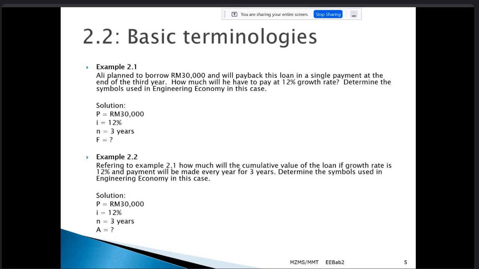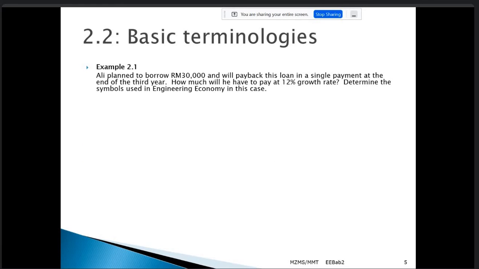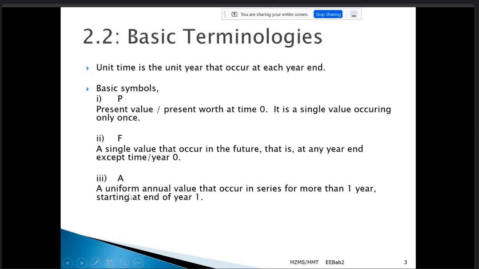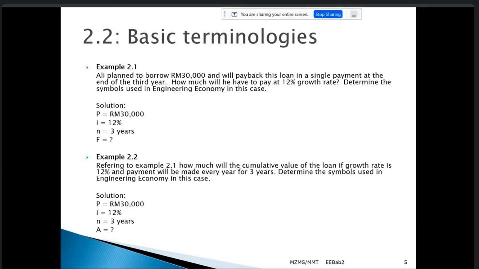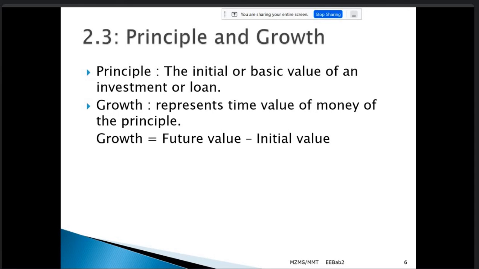Okay. A is the uniform annual value. Okay. So the meaning of question 2.2 is, borrow 30,000, the growth rate or interest rate is 12%, the duration is 3 years, and then how much for the first year, second year and third year does Ali have to pay. So that is the meaning of this question. Okay, so far understand?